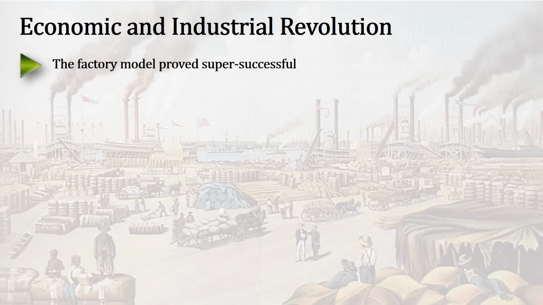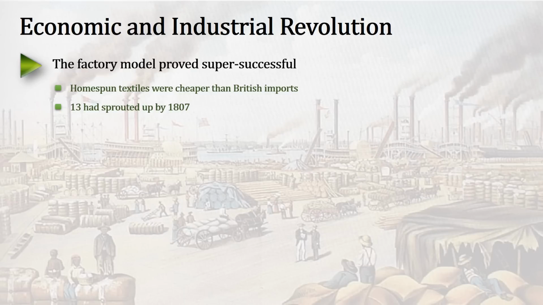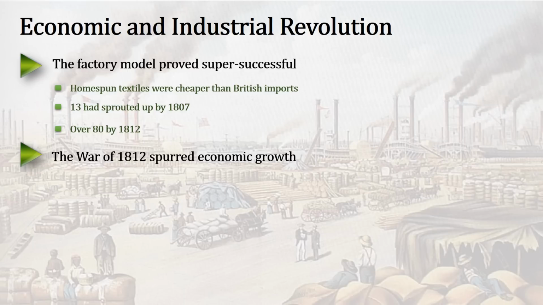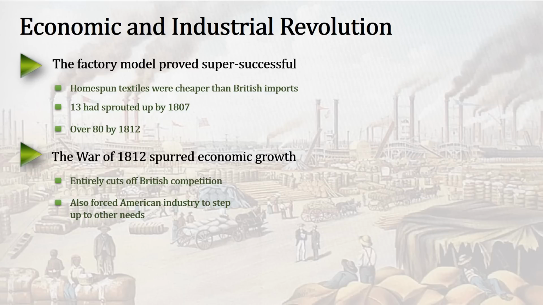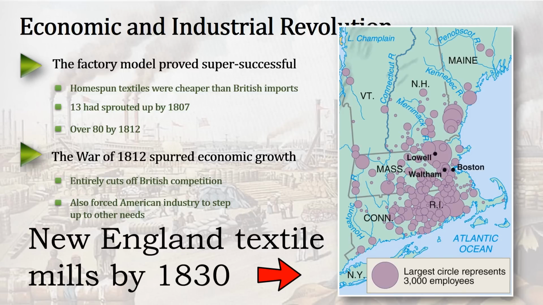Now, the factory that he set up proved to be really successful. Homespun textiles were, of course, going to be cheaper than British imports, and 13 textile mills had sprouted up in the United States by 1807. You had 80 by 1812, and then when you hit the War of 1812 and Jefferson's embargo, what that does is it actually spurs more growth because it cuts off British competition and it forces American industry to step up to meet the domestic demands of textiles. And so by 1830, if you take a look at the map, you're seeing a lot of textile mills popping up all over New England. That largest circle represents 3,000 employees.